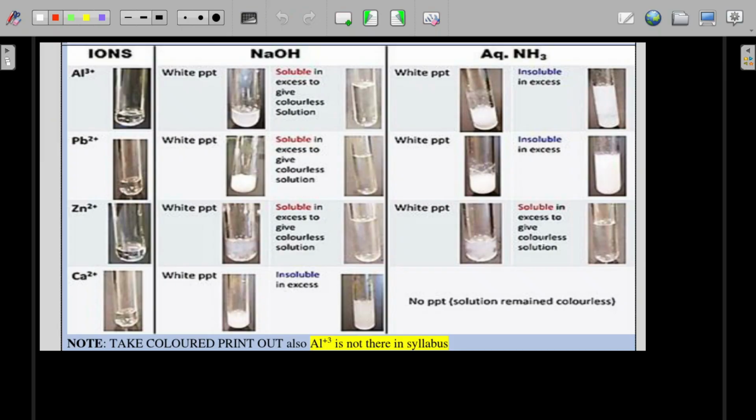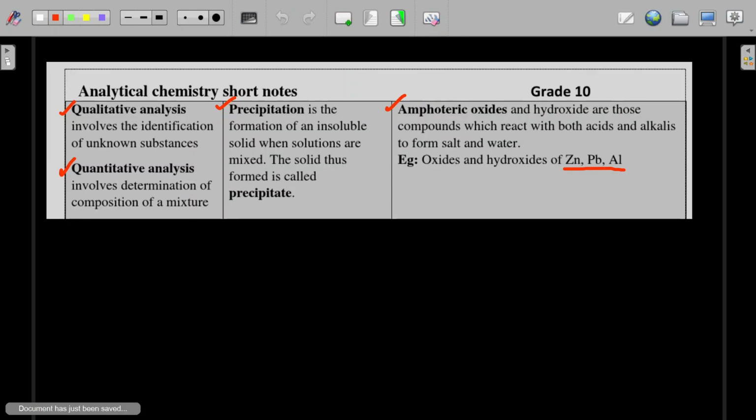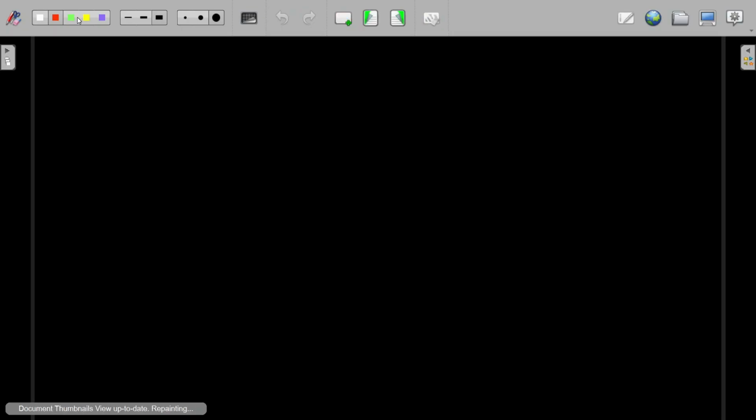Okay, let's go. And now what I am going to discuss, listen to it very carefully. I am trying to make this chapter very easy for you with very simple techniques. Here we use reagents. Reagents are chemicals which we use to test what cations are present and what anions are present in the given substance.